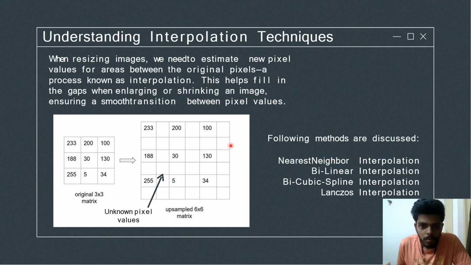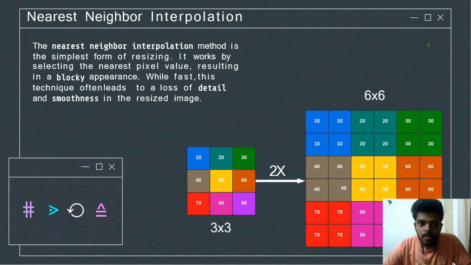So, we are going to talk about a total of four methods to interpolate the values in between the original ones, right? So, let's start. Nearest neighbor interpolation. It is a very naive way of interpolation, first of all. In this method, for every unknown pixel, it simply copies its value from its nearest known neighbor and places itself at that position, right?